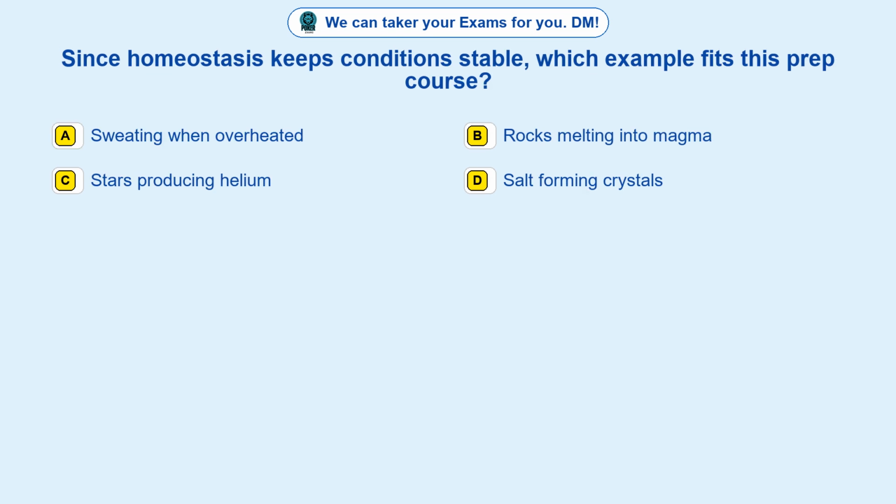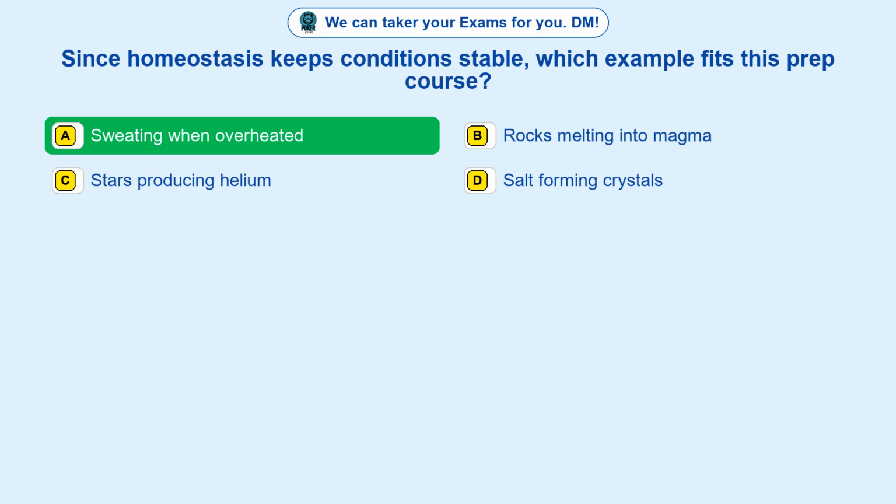Question 20. Since homeostasis keeps conditions stable, which example fits this prep course? Option A. Sweating when overheated. Option B. Rocks melting into magma. Option C. Stars producing helium. Option D. Salt forming crystals. The correct answer is option A.